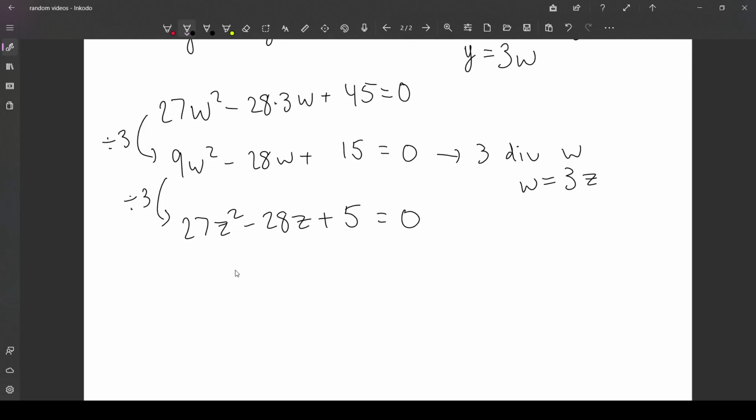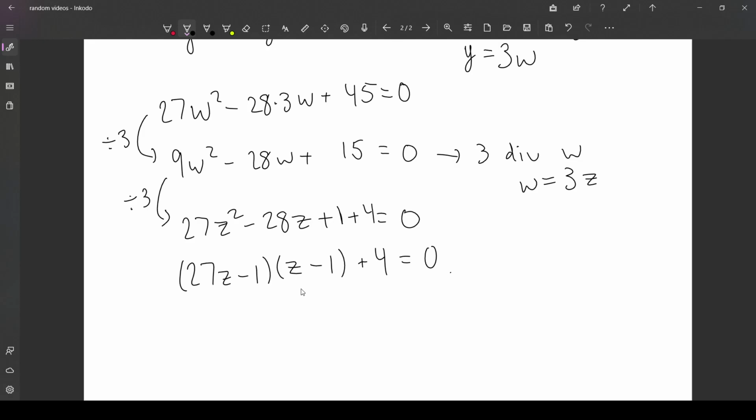Now we make an observation that we can write this as 27z minus 1 times z minus 1 plus 4. Okay, so essentially if you write this as a 1 plus 4, then this whole thing factors.